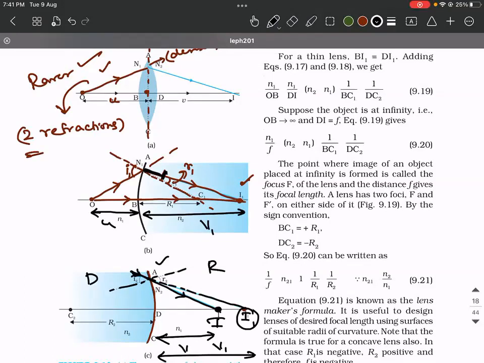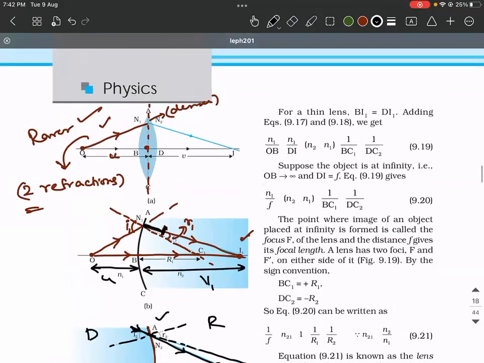No need to remember like that. Irrespective of whether the ray goes from denser to rarer or rarer to denser, or how much bending has taken place, refraction at a spherical surface has only one formula. What is it? Mu2 by V minus mu1 by U is equal to mu2 minus mu1 divided by R.